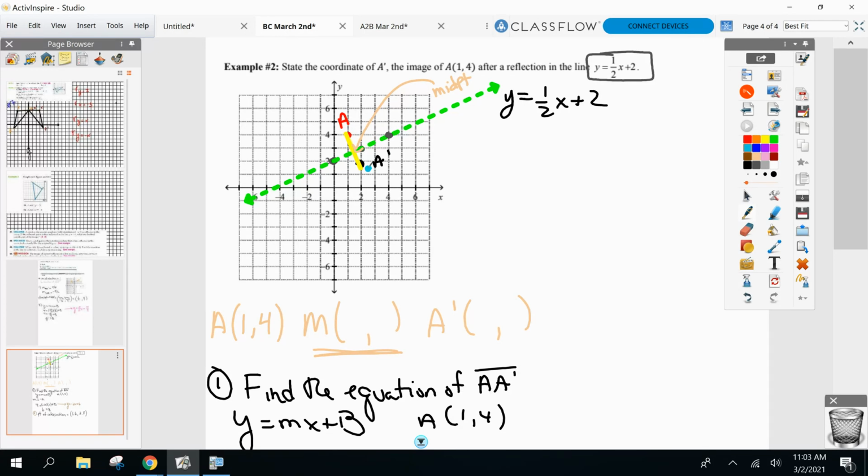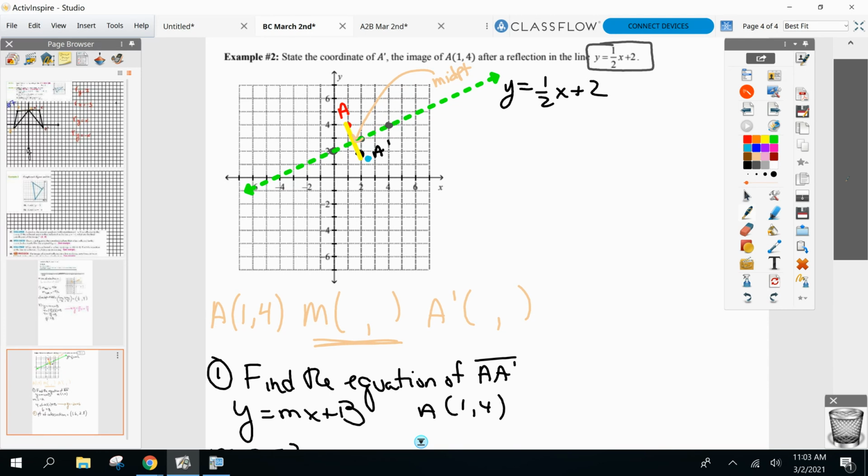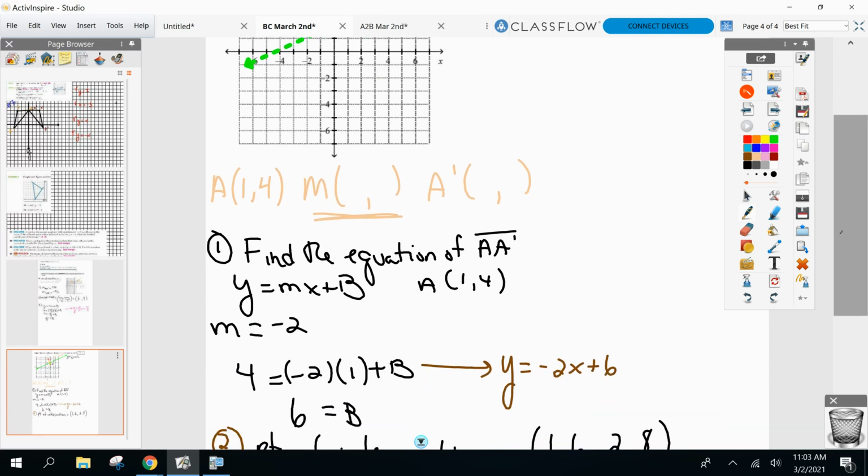All right, so finding the other point, finding the image. I need to know where the lines intersect. And the only way you find out where two lines intersect is if you have the equations to plug in to your graphing calculators.